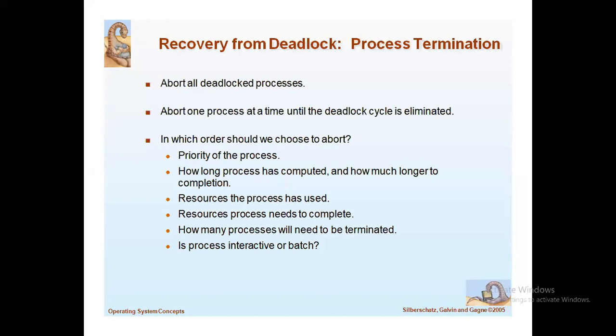Already we discussed the necessary conditions that lead to deadlock: mutual exclusion, hold and wait, no preemption, and circular wait. So here, terminate one or more processes to break the circular wait. If you break the circular wait, automatically we can recover from the deadlock. That is the first one. And the next one is to preempt some resources from one or more of the deadlocked processes.